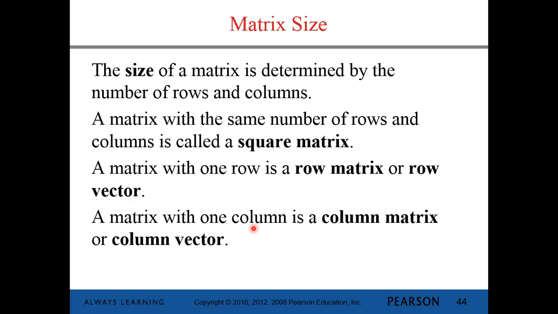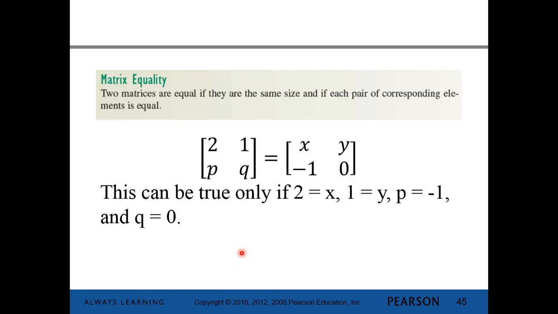A matrix with one column is going to be a column matrix or a column vector. Now, matrix equality. What do we mean when we say that two matrices are equal? Well, they can only be equal if, first of all, they have the same number of rows and columns, and each element in one matrix is the same as the corresponding element in the other matrix.